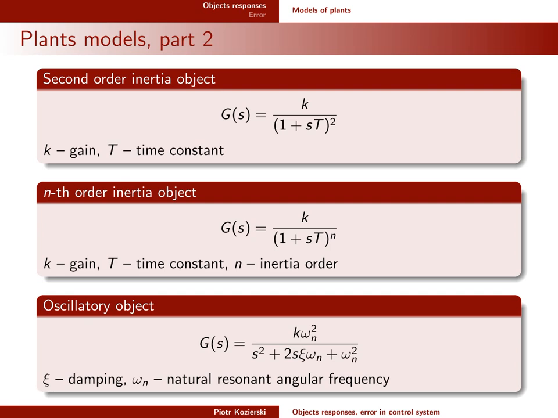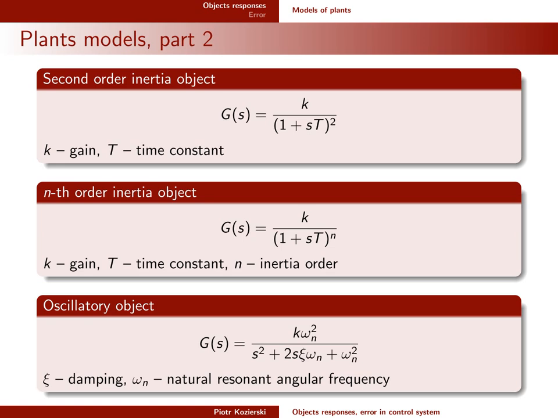The next object is an oscillator object. In this one case, I do not require you to remember the transfer function formula. If you need to use it, it will be given in the task content. Moreover, we are dealing here with two new parameters. This is the damping ξ and the natural resonant angular frequency ωn.